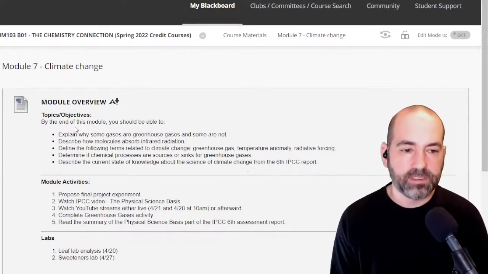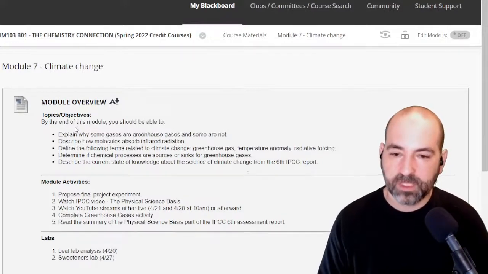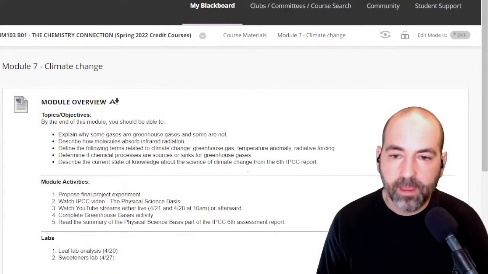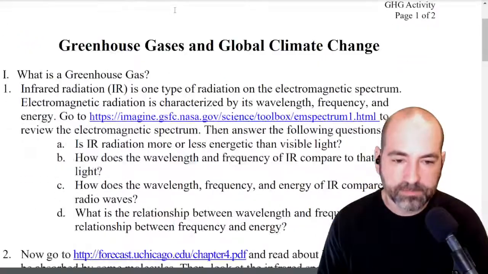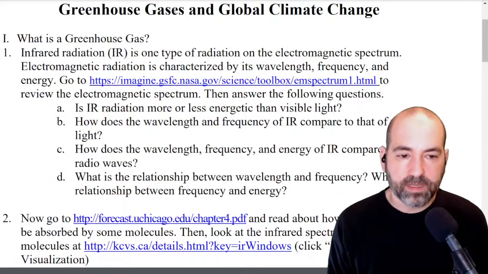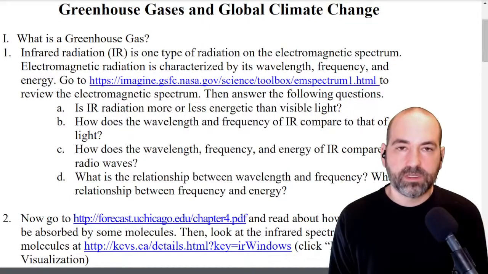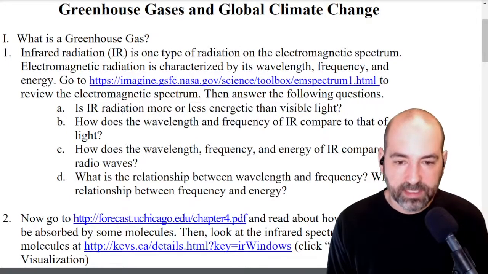We'll use the IPCC references, and we'll talk next week more about climate change. Okay, so if you pull this up, you have this document, which you can go through to look at some facts about greenhouse gases. Now, the first thing we need to talk about when we talk about these gases is light.